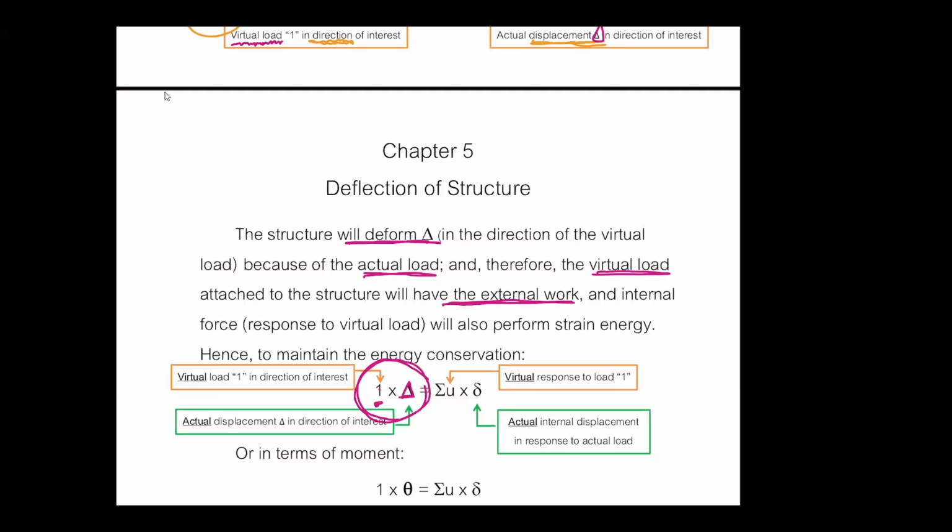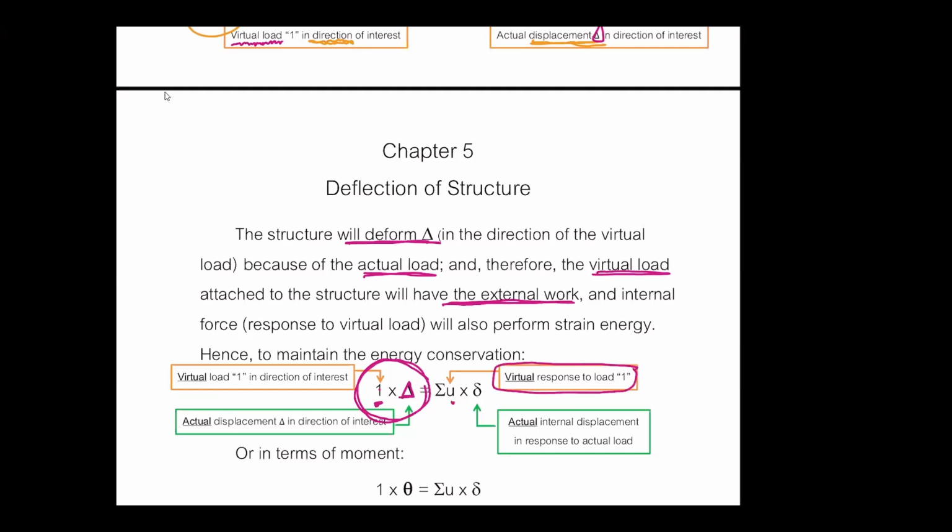Okay? But when you apply the virtual load, when you consider the virtual load alone, your structure will respond to that. There must be the reaction, the internal force caused by the virtual load. So that becomes the virtual response.